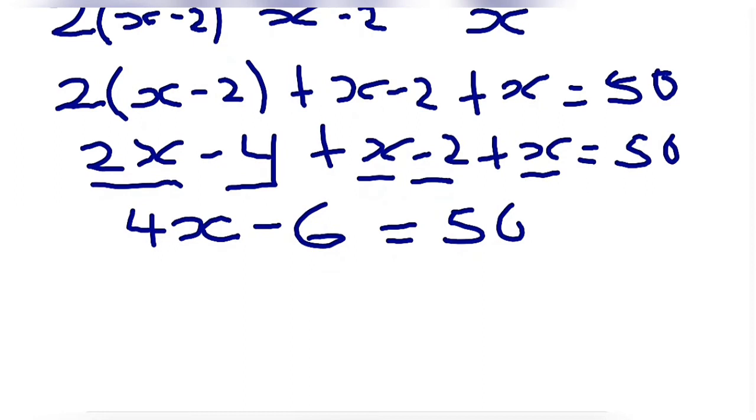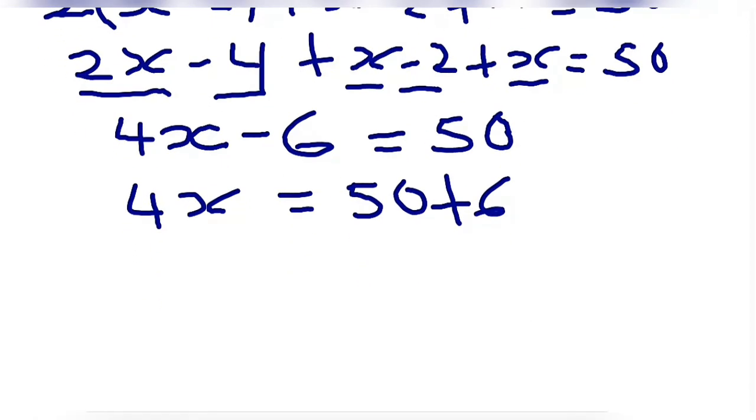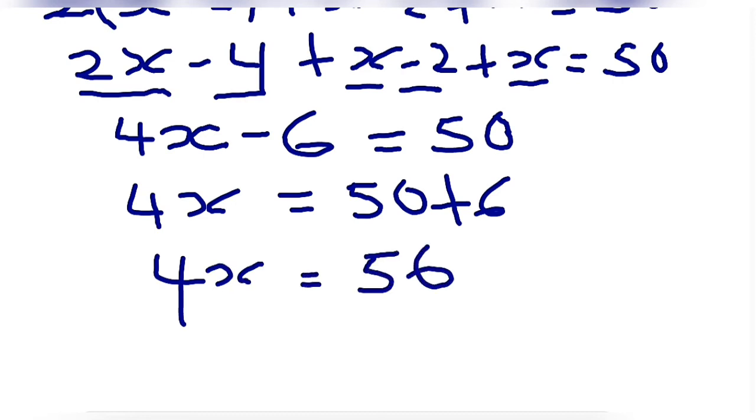So we shall make 6 cross the equal sign. Because it is negative, it will become a positive. That means we shall have 4x equals 50 plus 6. So 4x will give us 50 plus 6, which is the same as 56.